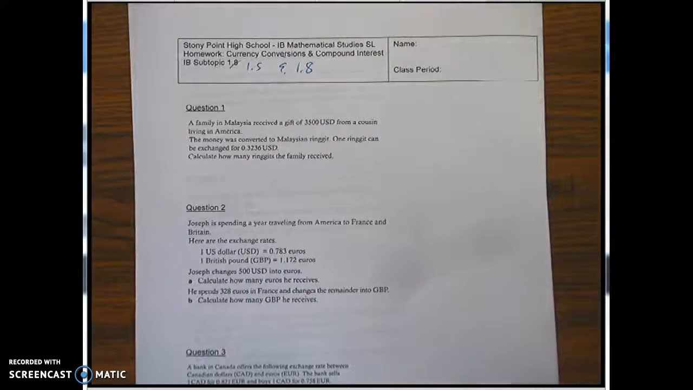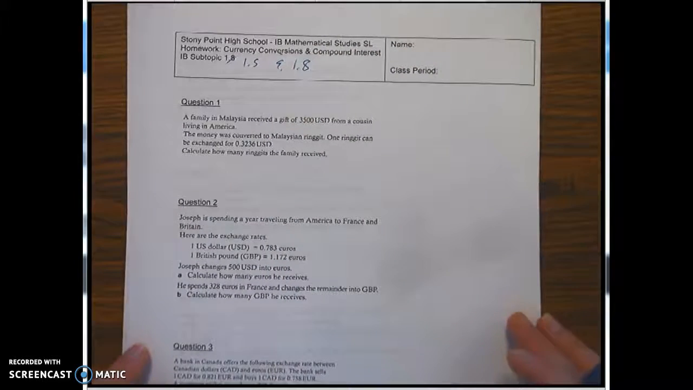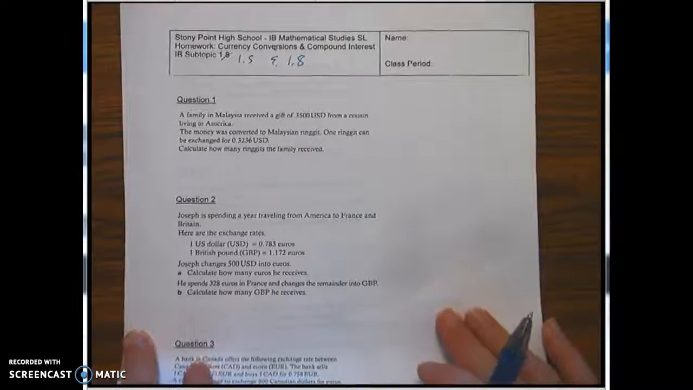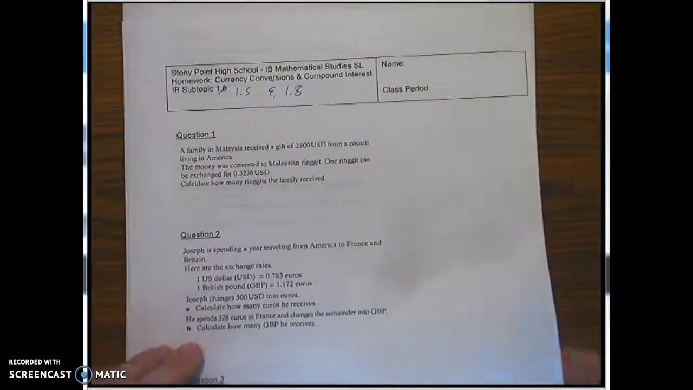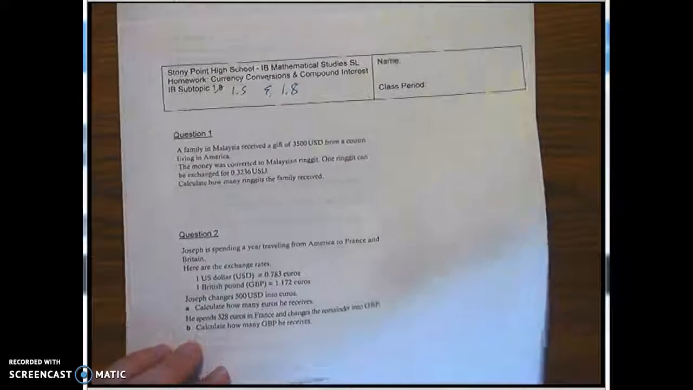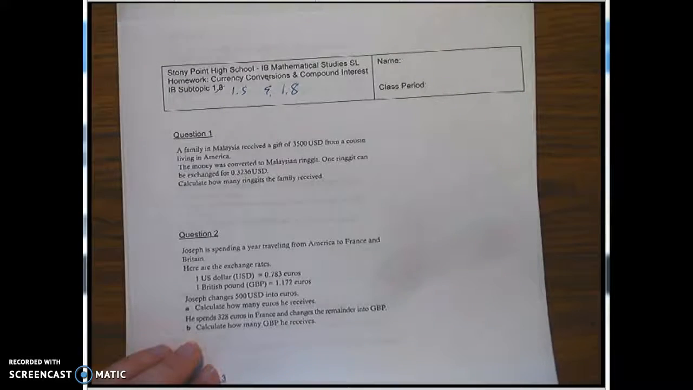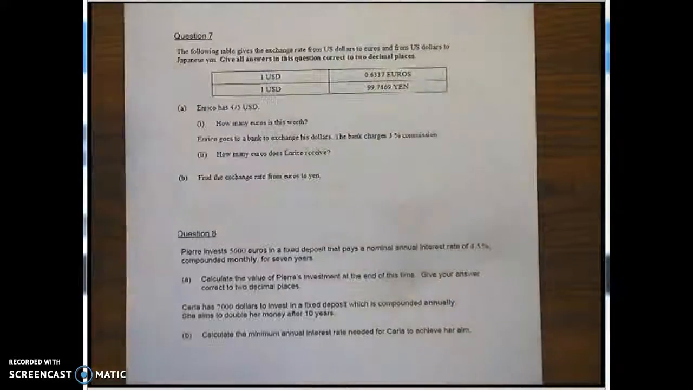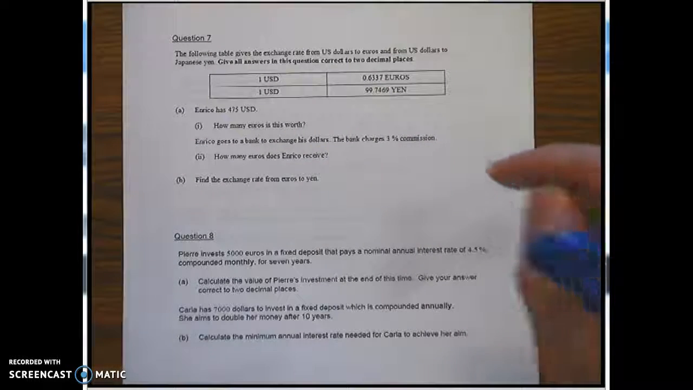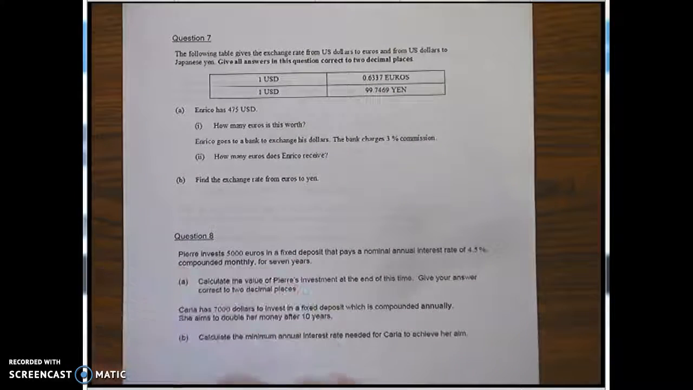And what we've got here is two types of problems. We've got converting currency from one currency to another, and we've got investing money. How much is it worth after so much time? Let's start with some IB questions here.